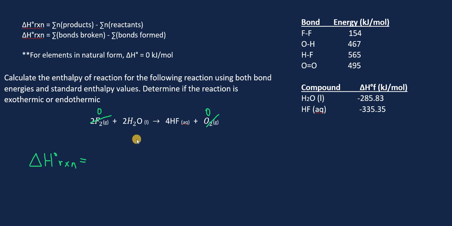Also, always check and make sure your reaction is balanced, because those coefficients out front are essential for correctly calculating the enthalpy of reaction. So first off, we want to look at the sum of the enthalpies of formation for our products. The only product we're interested in here is hydrofluoric acid, HF. There's a 4 out front of it as the coefficient, so we'll stick a 4 here. And we're going to take the value for the enthalpy of formation, which is negative 335.35.